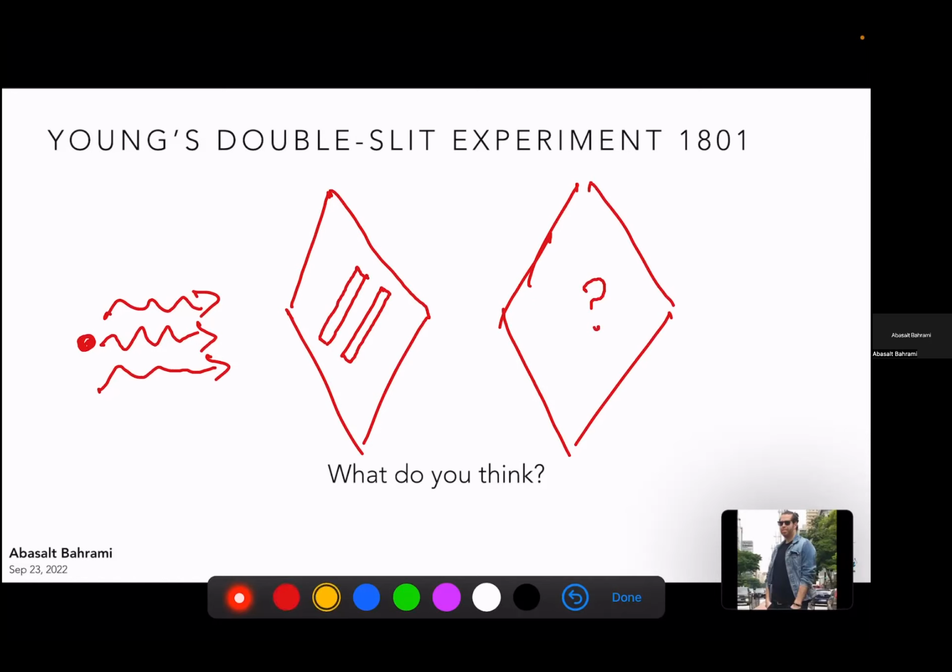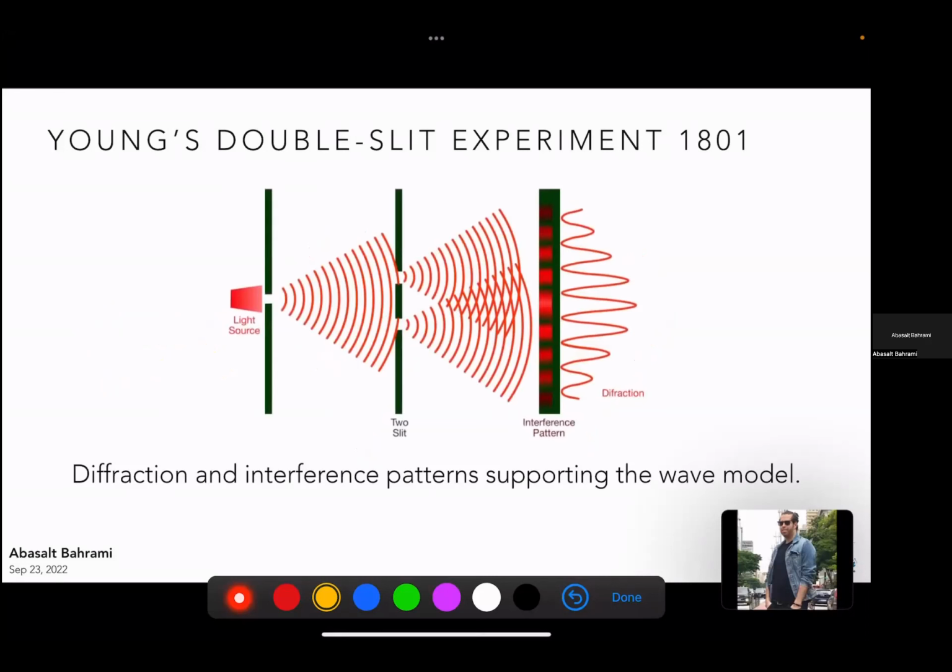Do you expect that you see two bright spots, depending, of course, on the wavelength of your wave, or what else? Can you imagine what you would expect? This is something that Young actually did in 1801, and it's a very cool experiment. Very surprisingly, what you will get is something like this.